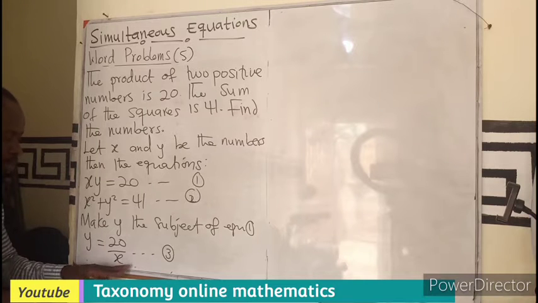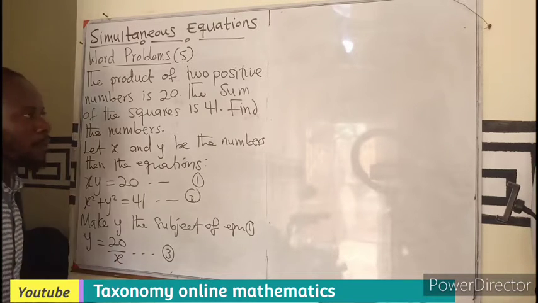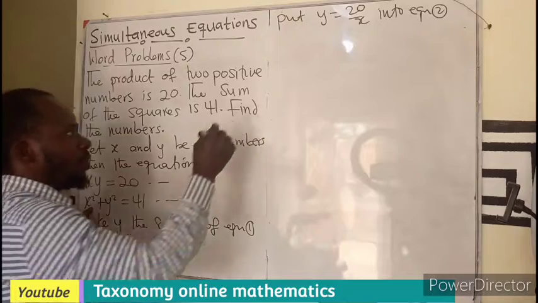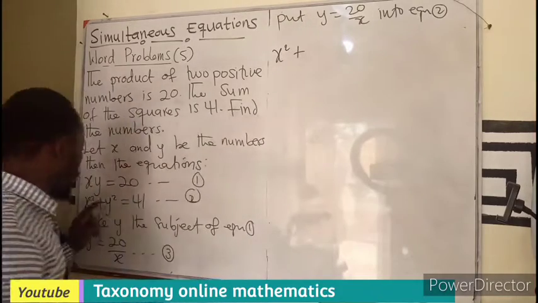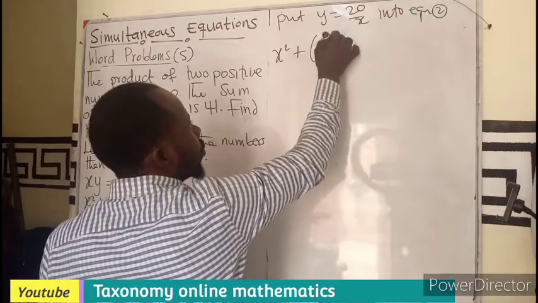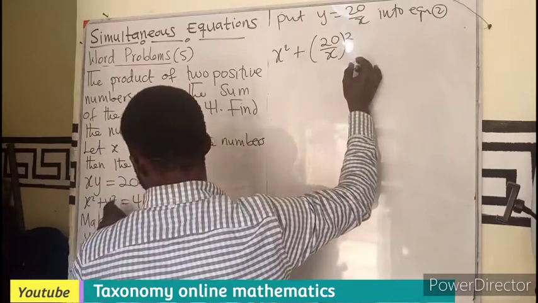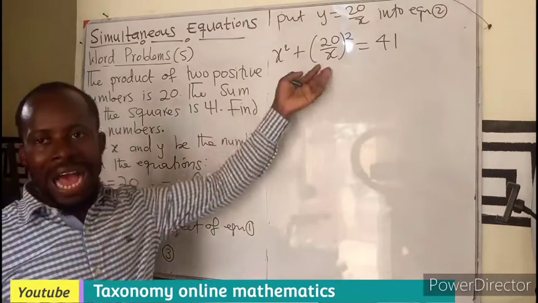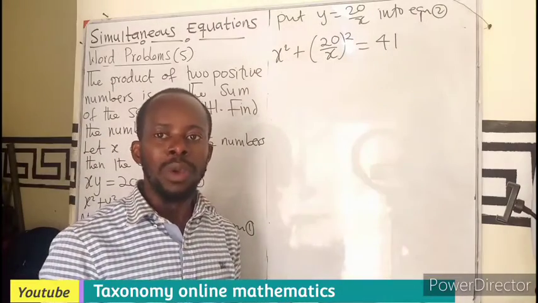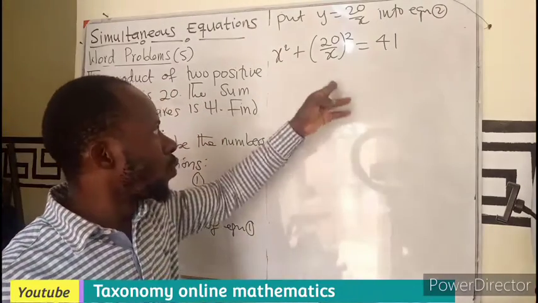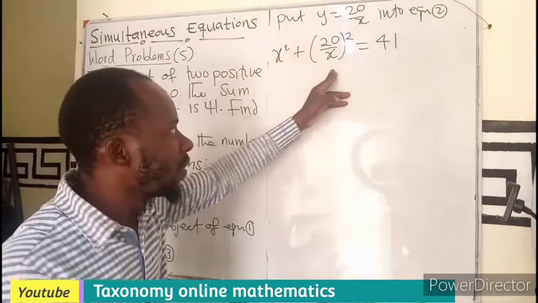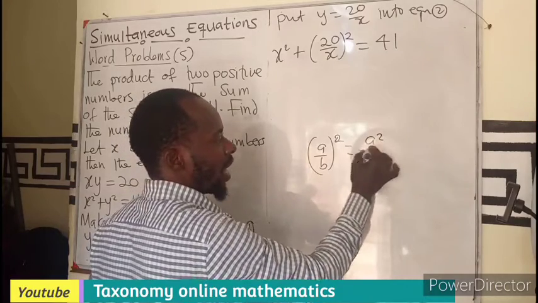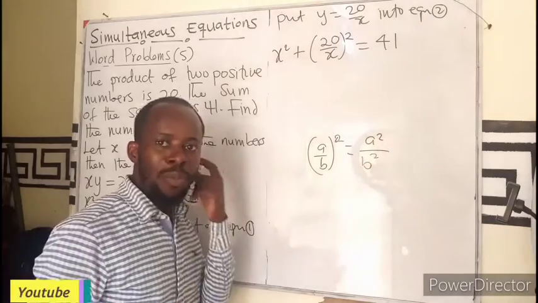And that also gives us a new equation. Alright, what do we do? We put this value into equation 2. That is going to be x squared plus y squared, which is now 20 over x all squared, equals 41. That is equation 2. So there is nothing here as y again. y has been substituted with values of x. So we perform this under indices. If you have a over b all squared, it means a squared over b squared. That is the property under indices.